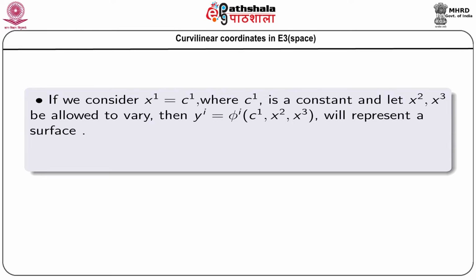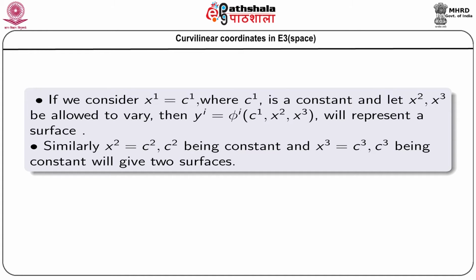Now, if I consider x1 equal to c1, where c1 is a constant, and let x2, x3 be allowed to vary, then we can write the equation as y^i equal to φ^i(c1, x2, x3), and we know that functions of two variables will represent a surface. So, this one will represent a surface.